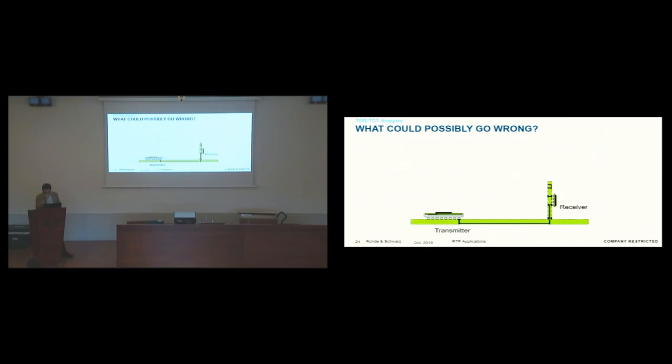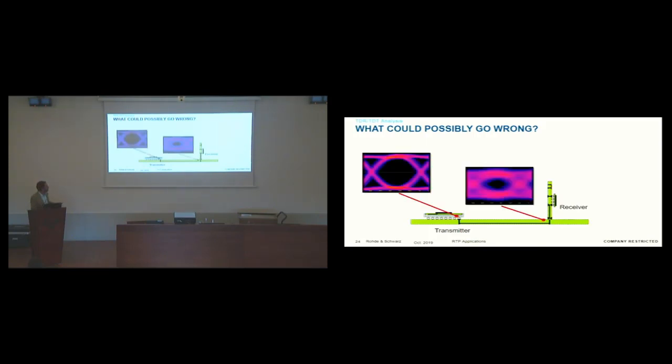Okay. So far I have been talking about techniques for measuring eye diagrams and how this can be sped up with real-time processing. So what happens when we have a bad situation like this, where we receive a completely closed eye? What could be wrong?